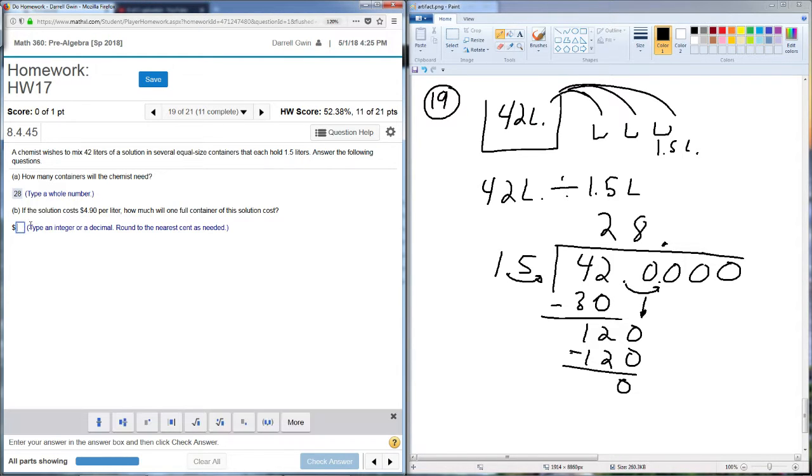If the solution costs $4.90 per liter, how much will one full container of the solution cost? Are you talking about the 1.5 or the 42? Well, I'm going to guess that the container is the 1.5, because it doesn't say the 42 is in that container. So it is going to be 1.5 times 4.9.